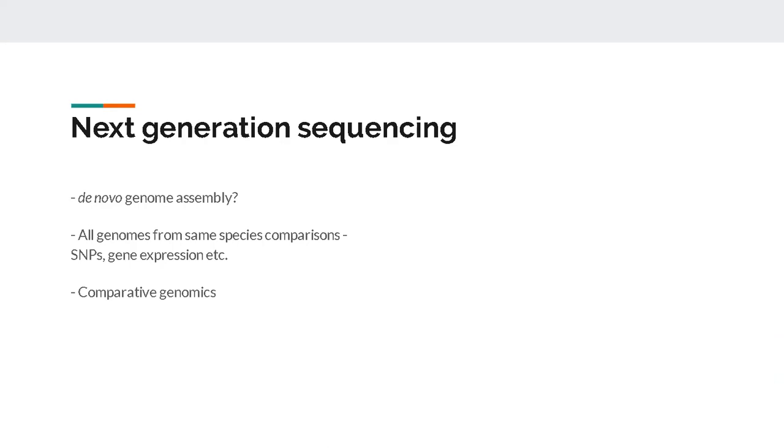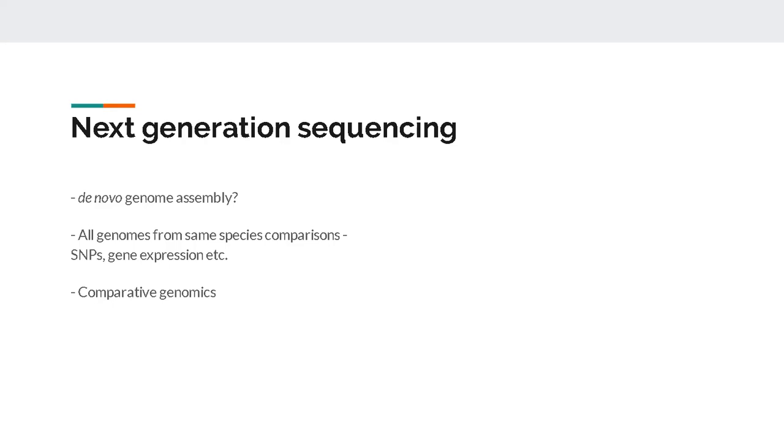Remember, we talked about certain questions that we could target via Sanger sequencing. But one of the shortcomings of Sanger sequencing was that cross-species comparison or within species comparison was not possible using Sanger sequencing, just because of one of the reasons being low throughput.